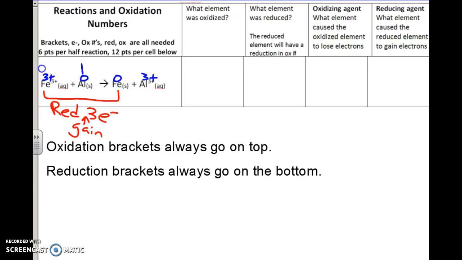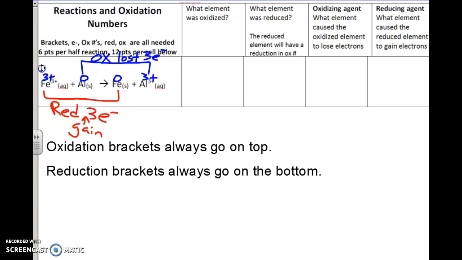This aluminum is going over here, and we are going from 0 to 3 positive. To become more positive, you must lose electrons. When you lose electrons, that is oxidation. So oxidation is the loss of electrons. So this is my oxidation reaction, and it must have lost 3 electrons. So that is the initial work that you have to set up.